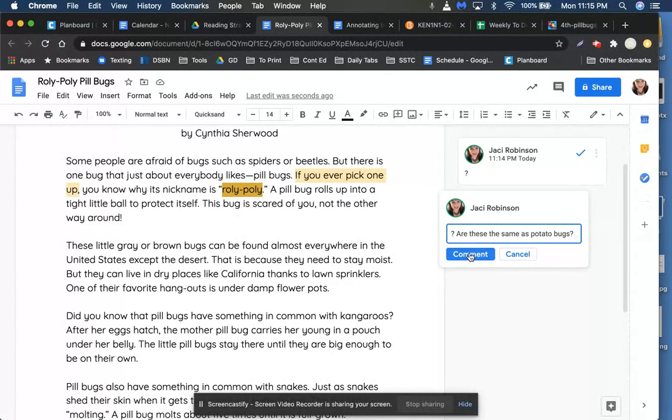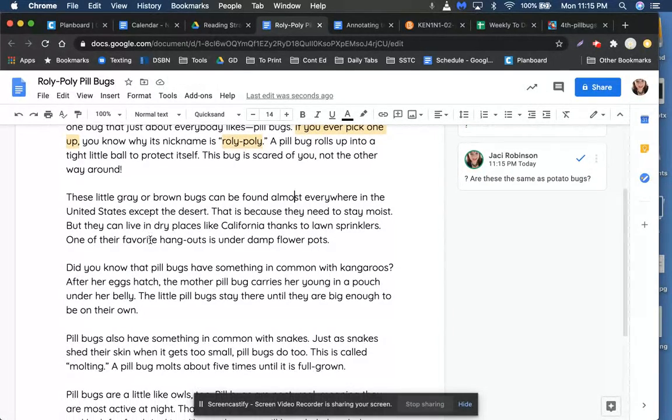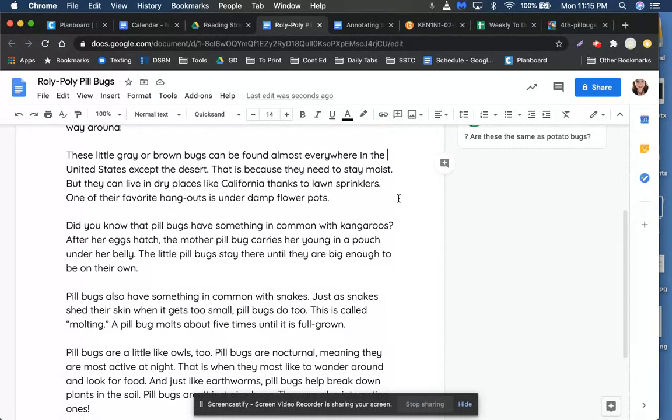I have my question mark showing I have a question, and then I've actually written my question just so I don't forget it. Okay, these little gray or brown bugs can be found almost anywhere in the United States except the desert.